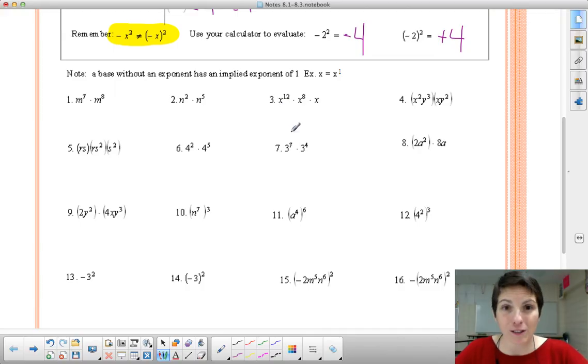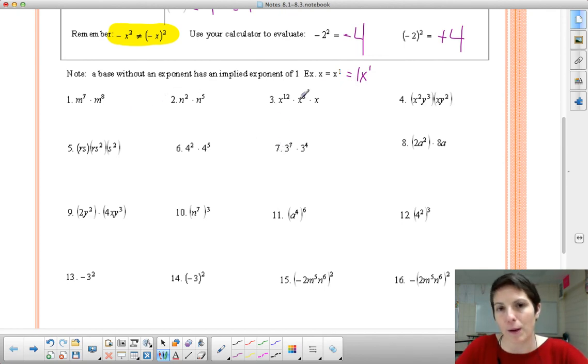All right, there's one more little note here, and that's about the fact that a base without an exponent has an implied exponent of 1. So just like when we see this x by itself, we think of it having an invisible 1 out in front, it also has an invisible 1 as an exponent. So x is really x to the first. Or if you wanted to take it one step further, it's really 1x to the first power. So be careful with that.